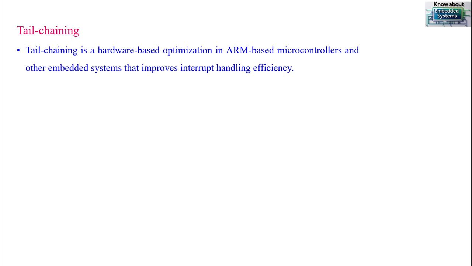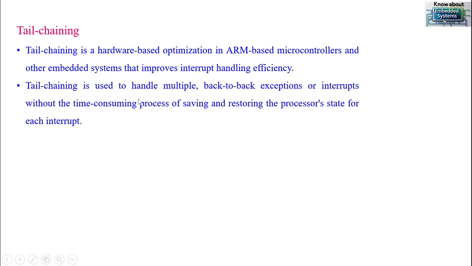So what do you mean by tail chaining? Tail chaining is a hardware mechanism. This is what I have already explained. Tail chaining is a hardware mechanism based optimization in ARM and other embedded system applications in order to improve the interrupt handling efficiency, especially the latency, since the stacking and unstacking increases the latency of the interrupt. So tail chaining is used to handle this.